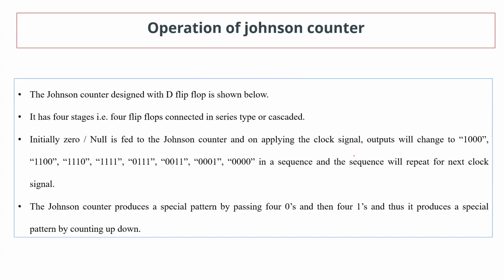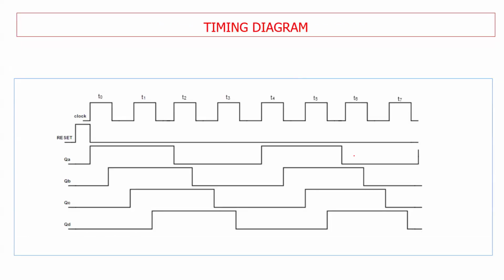The operation which we explained is shown here, designed with T flip-flops. There are 4 stages, 4 flip-flops connected in series, or cascaded. Initially 0000, and then it becomes 1000, 1100, 1110, 1111, and likewise it goes back to 0. This is the timing diagram representation based on the output. First it is 0000, then 0001, then 0011, then 0111, then 1111. Then it becomes 1110, likewise it repeats.